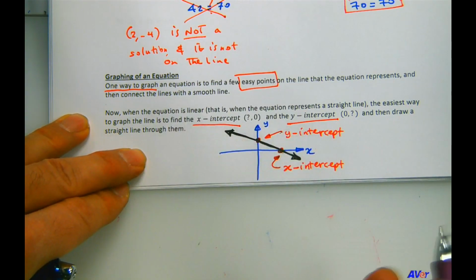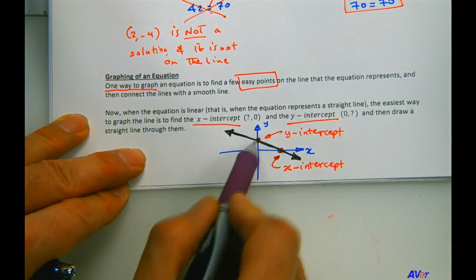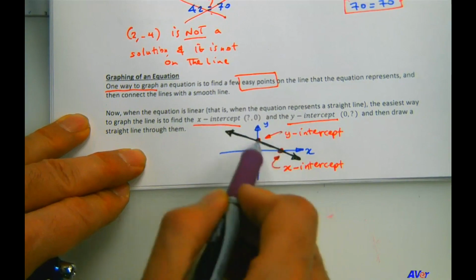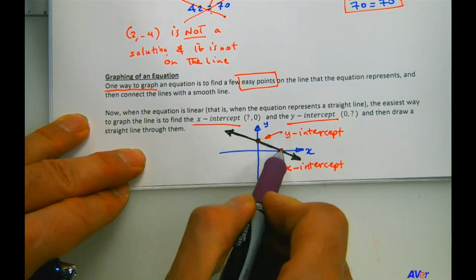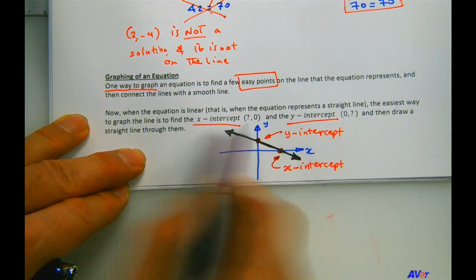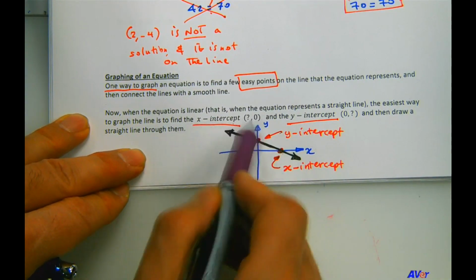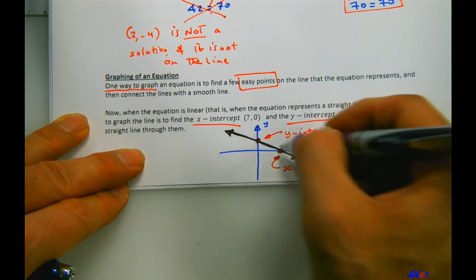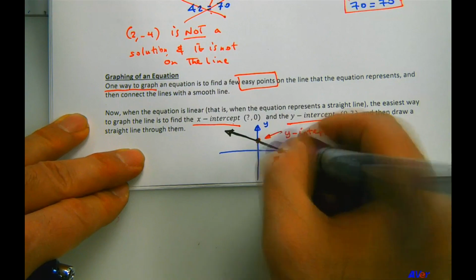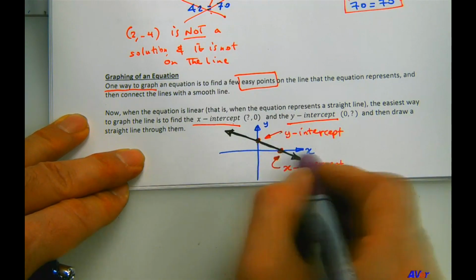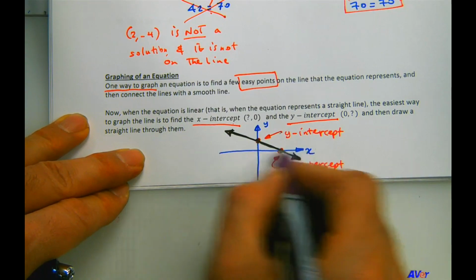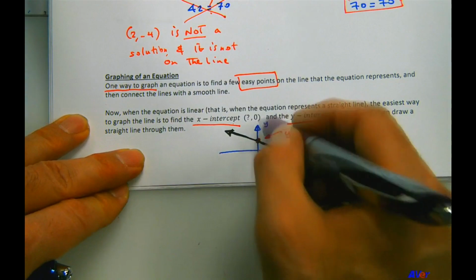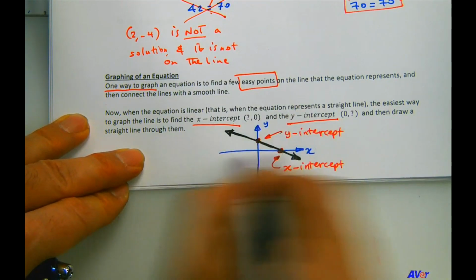Why is it the easiest way? Well, the reason is that if you're on the intercepts, one of the components, either x or y, has to be 0. So for any x-intercept, the y component is always 0. Why? Because it's on the x-axis, so there is no movement along the y-axis. For any point on the x-axis, the y component is always 0, because there is no up or down movement for any point on that axis.